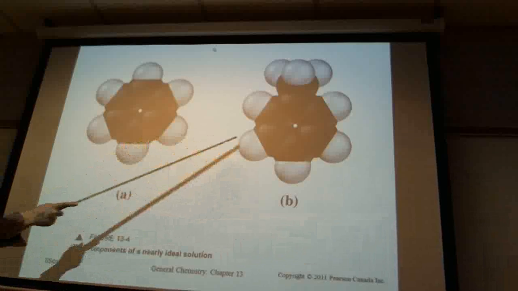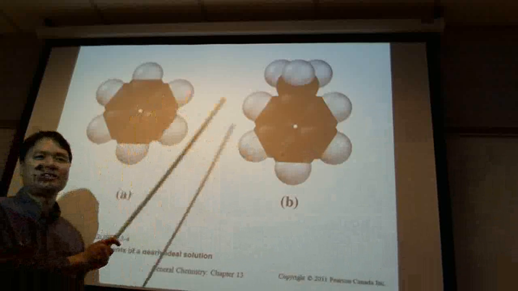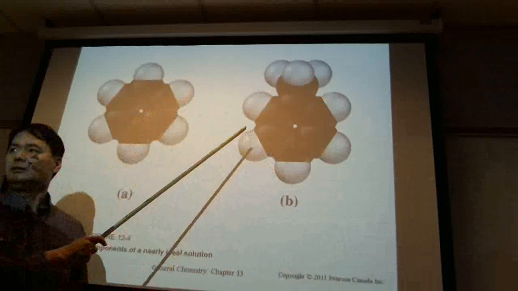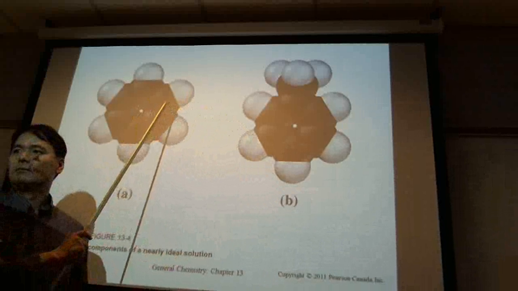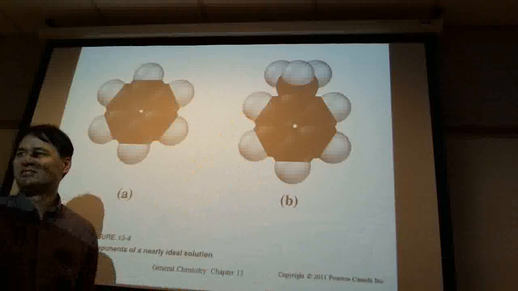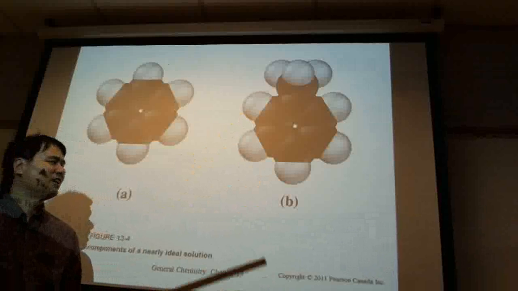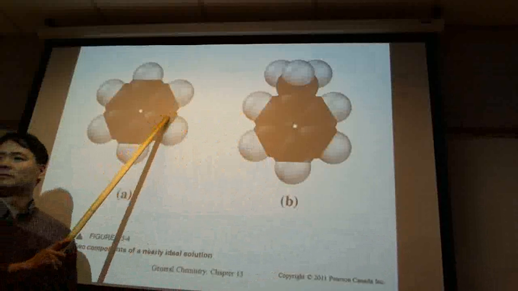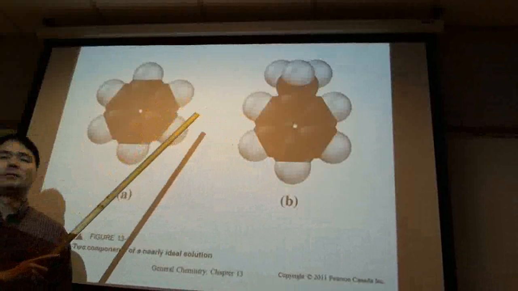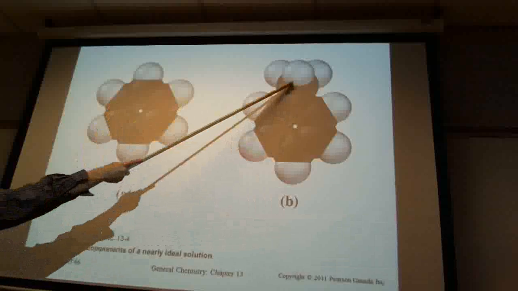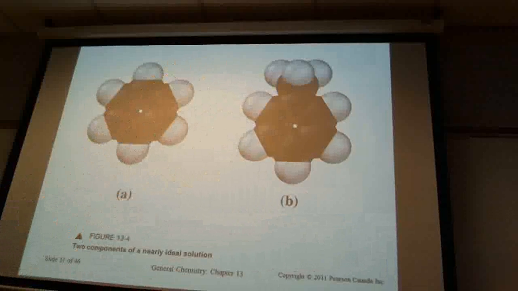Would you expect these two to mix ideally? This is benzene and toluene. Are they similar or dissimilar? They're similar. In fact, these have no problem mixing. They're very similar. They both have a benzene ring. This one just has a methyl stuck on instead of a hydrogen. But methyl is similar in terms of electronic environment.